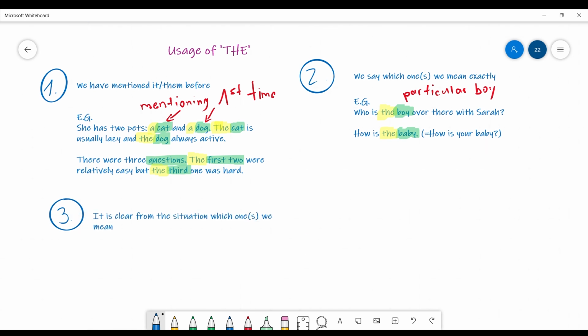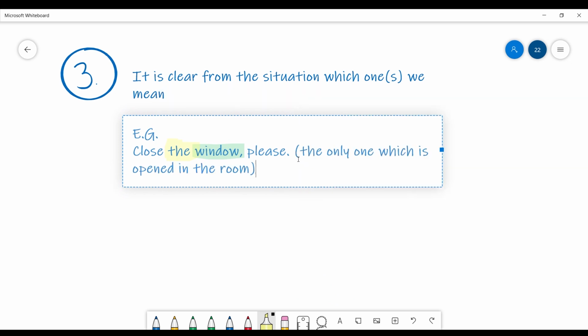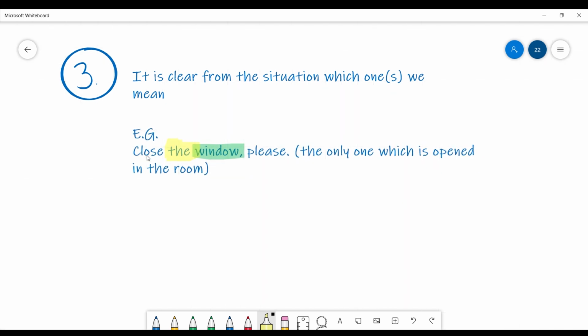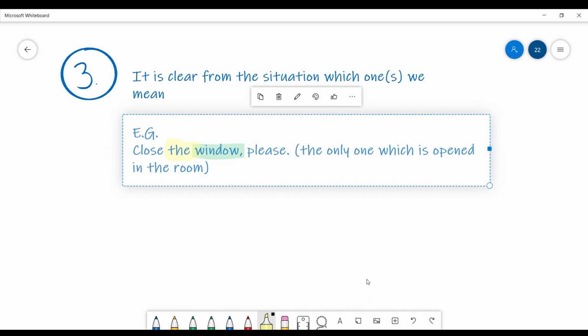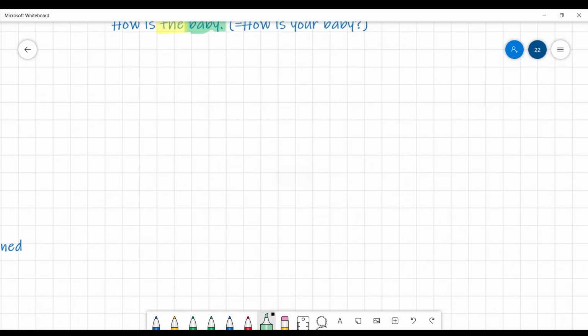Number 3. If it is clear from the situation which one or which ones we mean, we need to look at the context, right? As for example, close the window please. Window, we are mentioning window and we are using the article the. That means from this situation it is clear that there is only one window which is open in the room and we need to close that one. The window. It is clear from the situation. Okay? Another example. I can't find the keys. The keys. Again, using the article the for keys. That means we know what type of keys we are looking for. Keys from our flat or keys from our car. Okay?